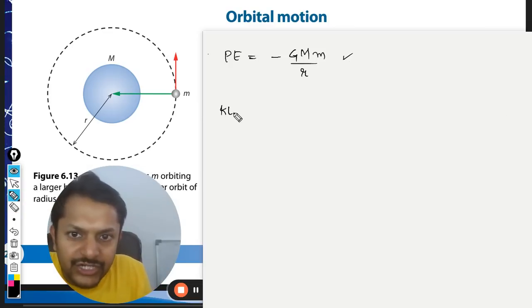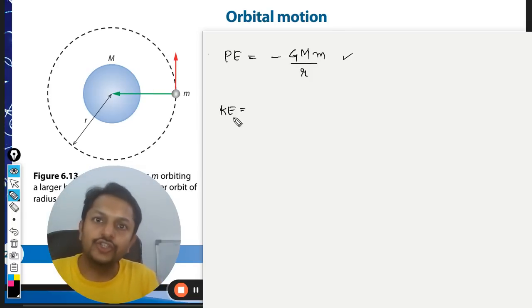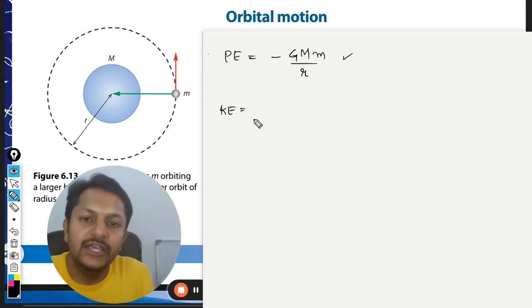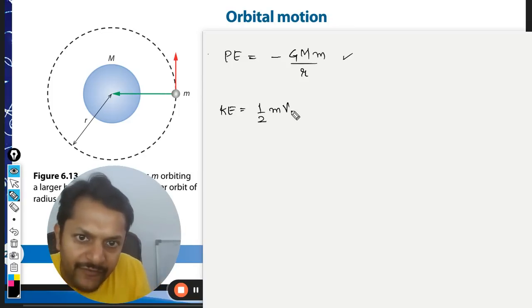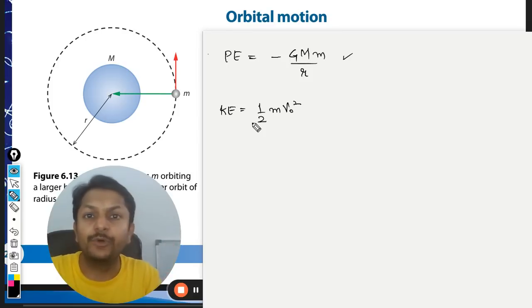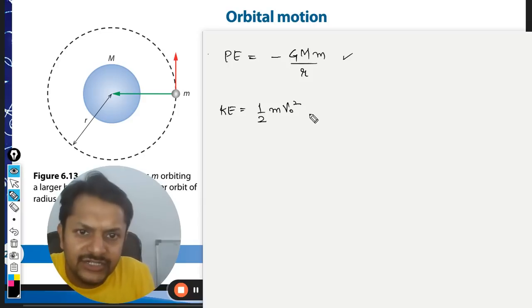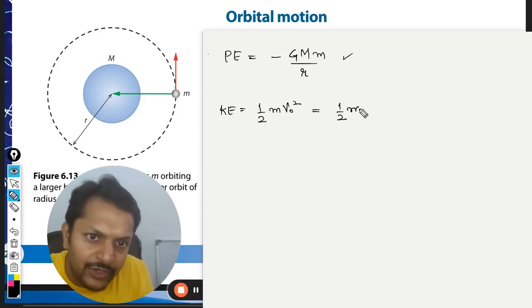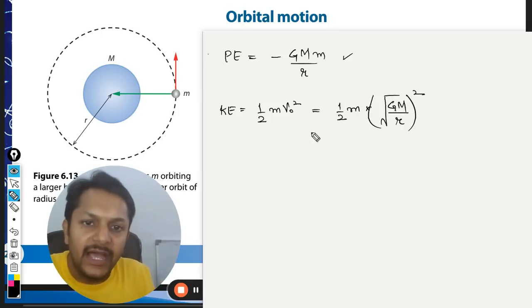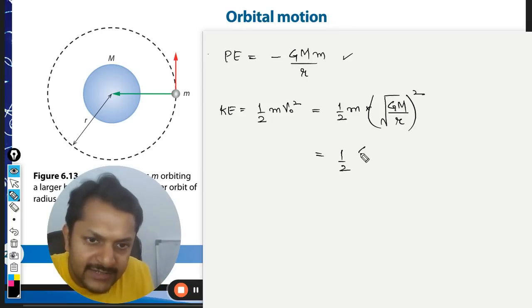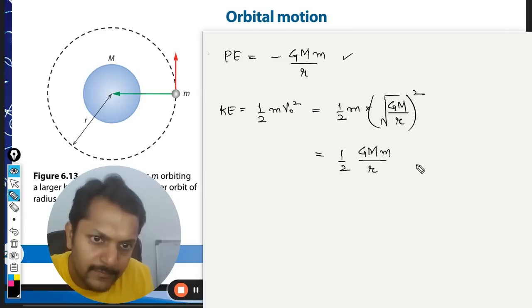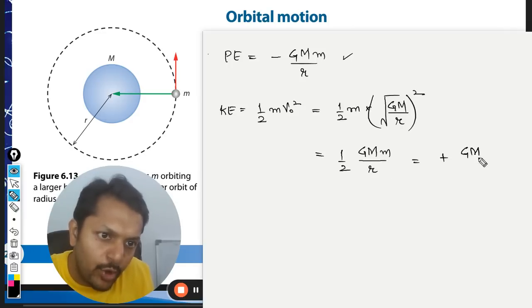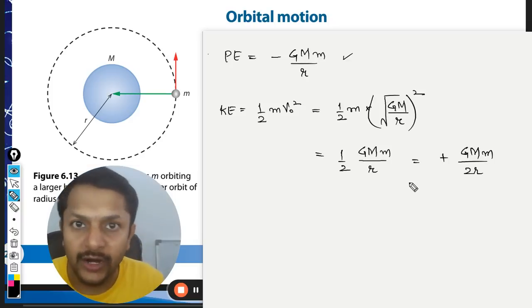Now, this thing is done. What about the kinetic energy now? Because we're talking about the satellite motion, so now we know the expression for the velocity. So the kinetic energy is given by half m v naught square because satellite is supposed to be moving at a constant velocity. So this is the kinetic energy, simple. I am going to substitute the value here, which can be written like this. And on solving it, we are getting a positive expression, and the expression is GMm divided by 2r.